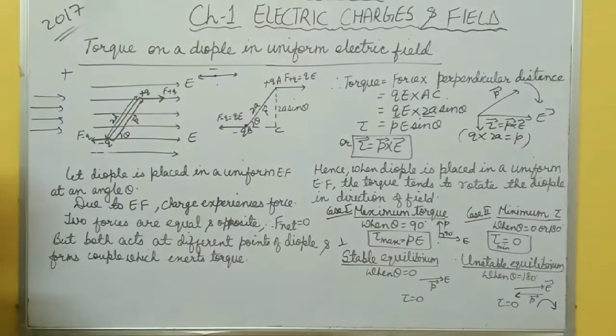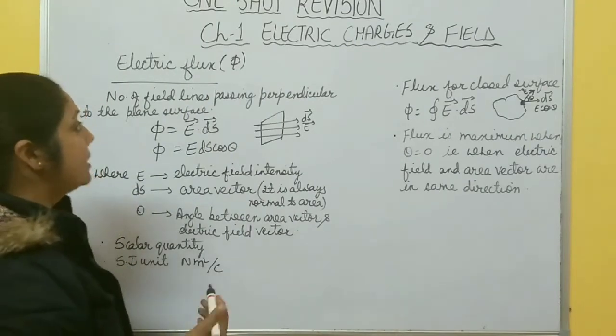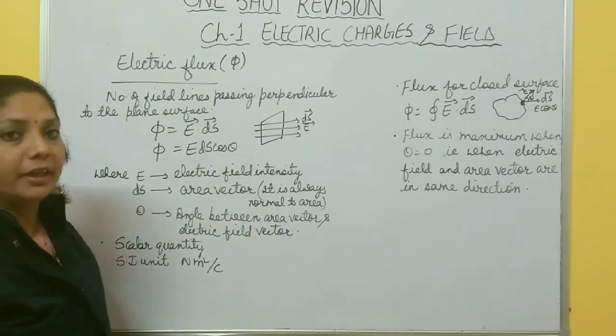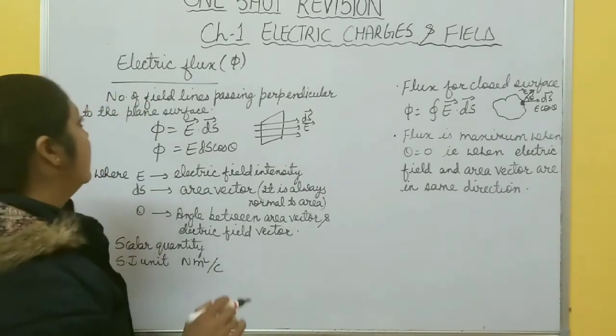Okay, so this question is also very important: torque on a dipole in a uniform electric field. Take a screenshot of this. Next topic is electric flux. This topic is also very important because this concept is used in Gauss theorem also, right?